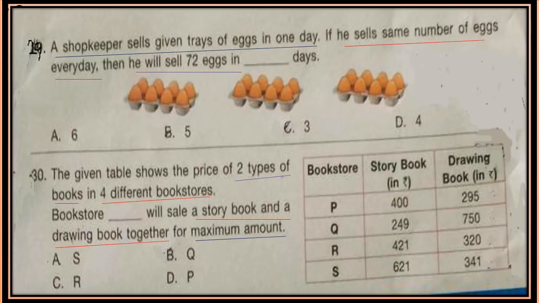So calculate the eggs in 1 day and then calculate the number of days in which he will sell 72 eggs.